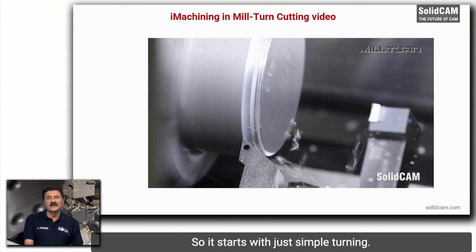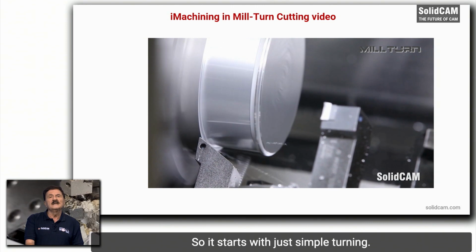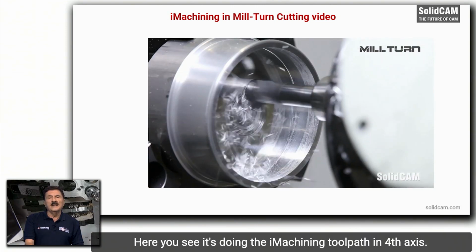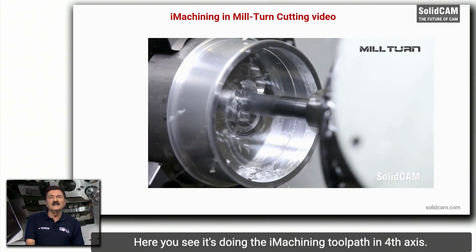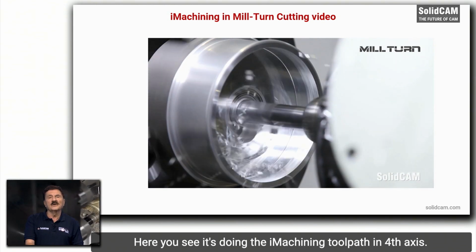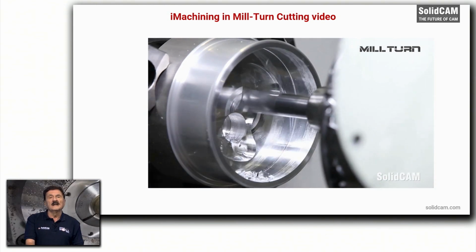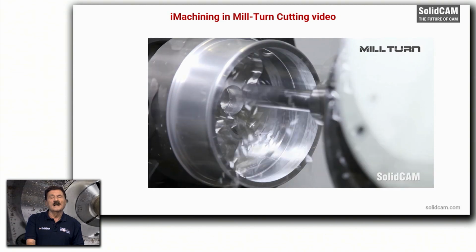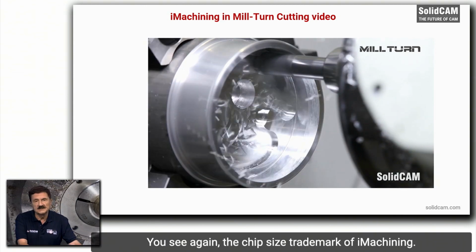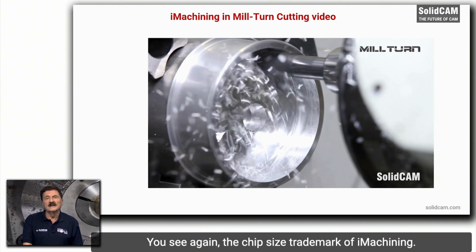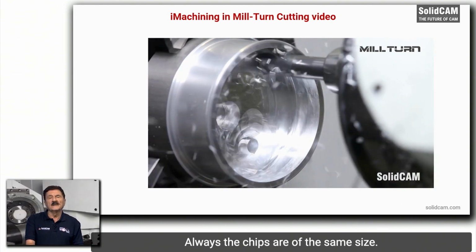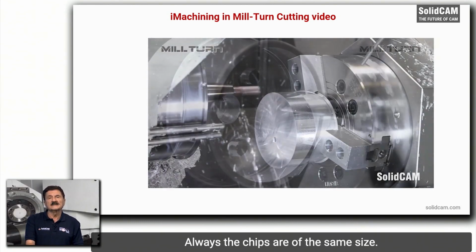So it starts with just simple turning. Here, you see, it's doing the eye machining toolpath in 4th axis. You see again the chip size, trademark of eye machining. Always the chips are of the same size.